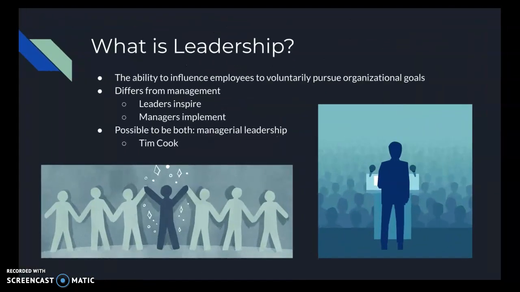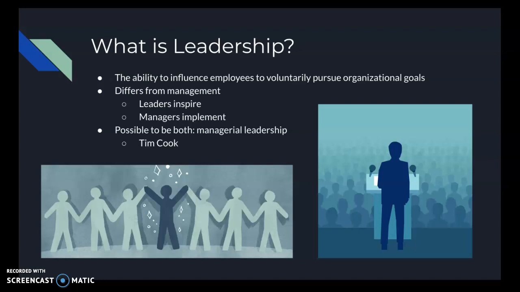So what exactly is leadership? Leadership is the ability to influence employees to voluntarily pursue organizational goals. So it is actually different from management. Typical leaders inspire others and provide emotional support.